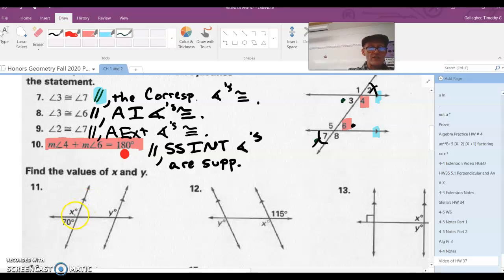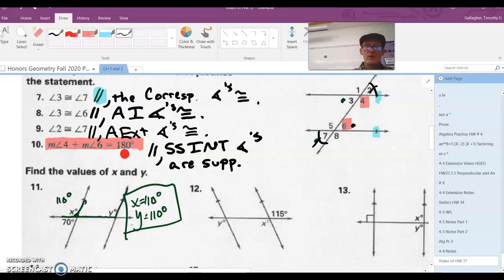So we see that x here is 110 because it's supplement to the 70. And then we recognize this sort of backwards F, and x and y are corresponding. So both x and y are 110 degrees here. Number 12, we see that x is vertical to 115. And x and y are corresponding angles, one in, one out, same side of the transversal. So x and y are both 115 degrees.